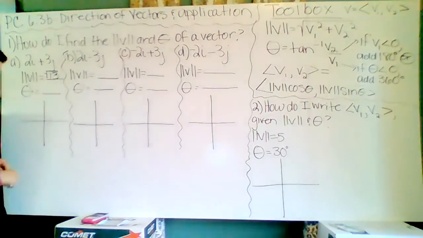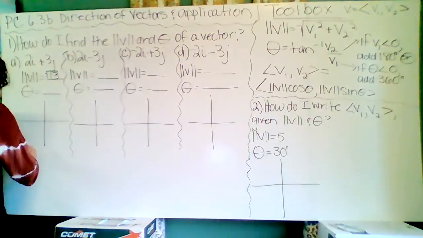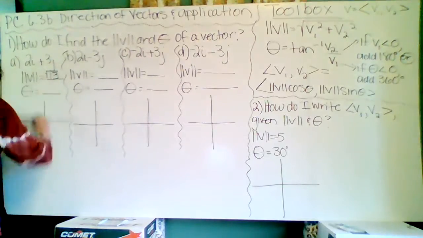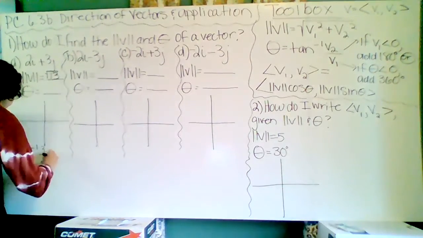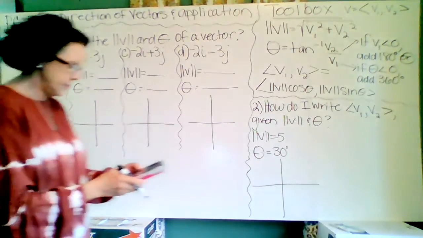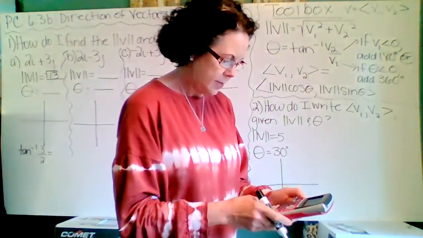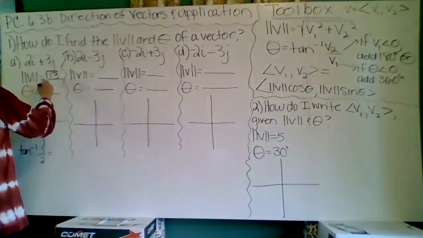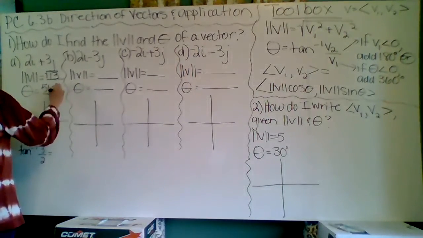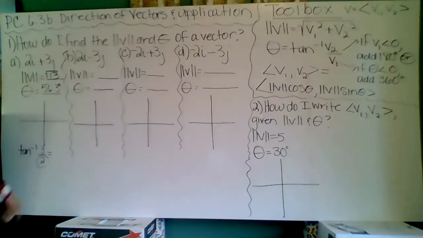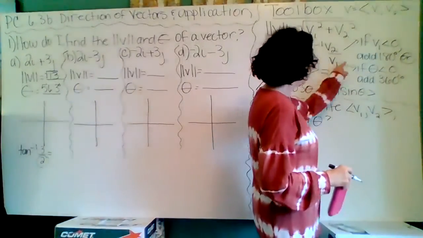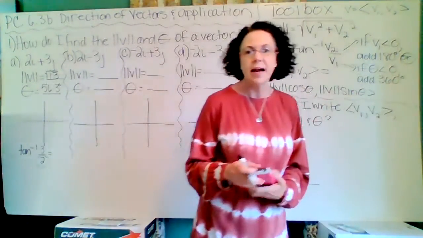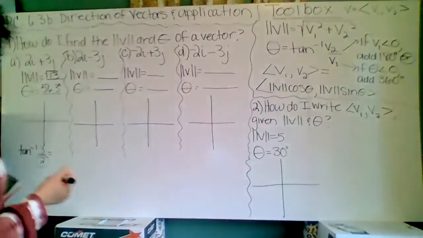Now, how would we find the angle measure? That angle measure would be inverse tangent of 3 over 2, and I made sure I'm in degree mode. Inverse tangent of 3 divided by 2 is 56.3 degrees. Notice that v1 is positive, so I didn't add 180 degrees. The angle is positive, so I did not add 360. Let's draw a picture and see if that's true.